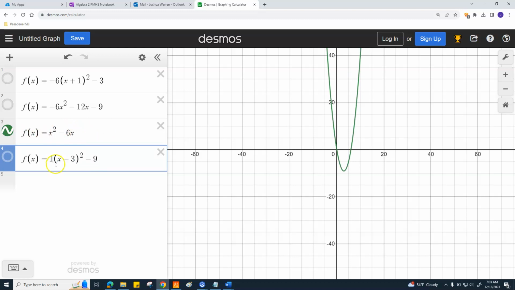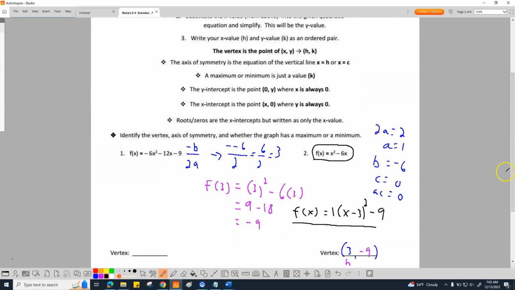Mister, where's your A? Remember, if there's nothing there, it's a 1. Watch what happens when I put this up there. Boom. Check it out. That's how you check your work. If it's the exact picture, you know you've done this correctly. So that's example 2.